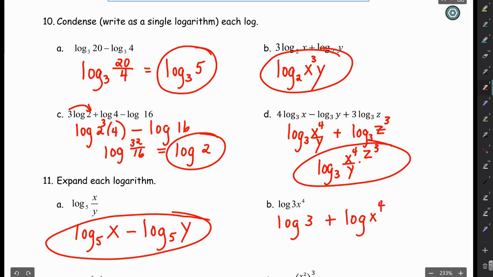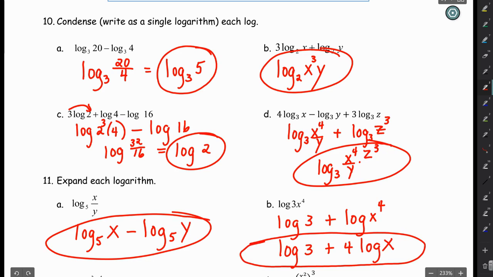But we have our power rule, which means that we need to take this 4 and bring it out front. So we're not quite done. So we have log of 3 plus 4 log of x. And when you're expanding, you want to think of it as trying to write the longest possible log sentence you can. You want to use all your properties to make this as long as you possibly can.